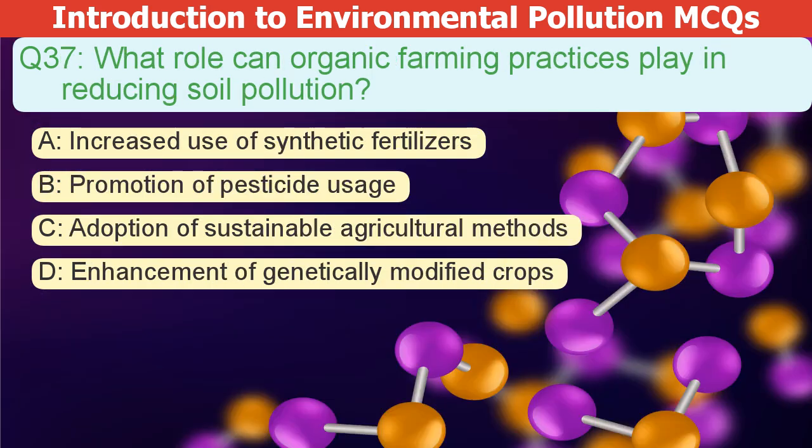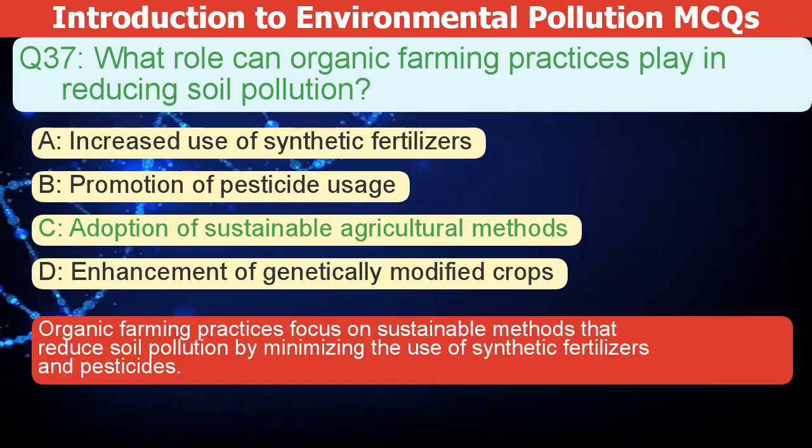What role can organic farming practices play in reducing soil pollution? A. Increased use of synthetic fertilizer. B. Promotion of pesticide usage. C. Adoption of sustainable agricultural methods. D. Enhancement of genetically modified crops.